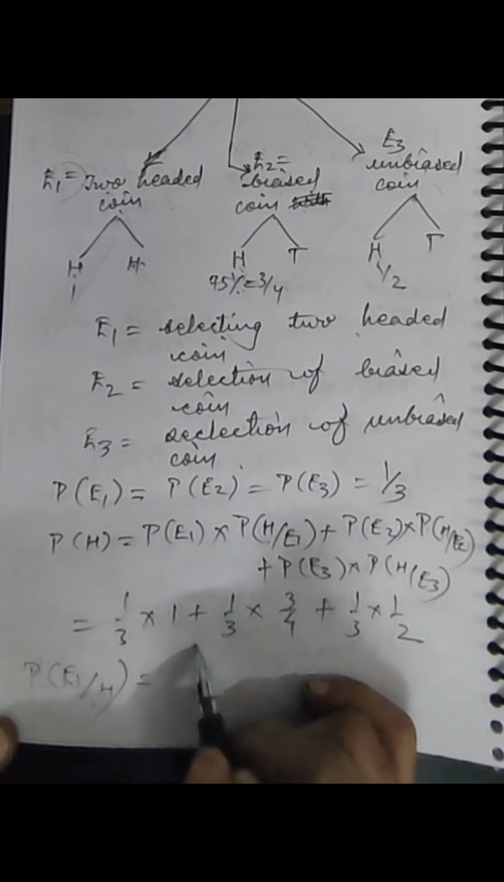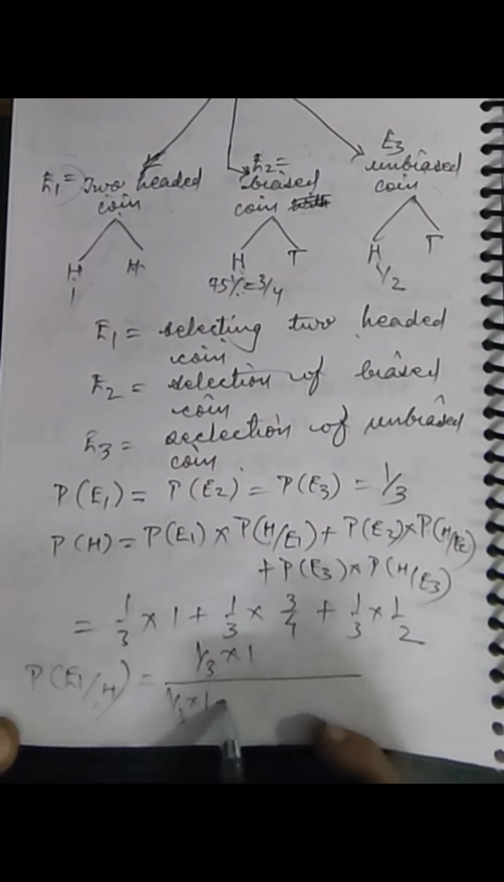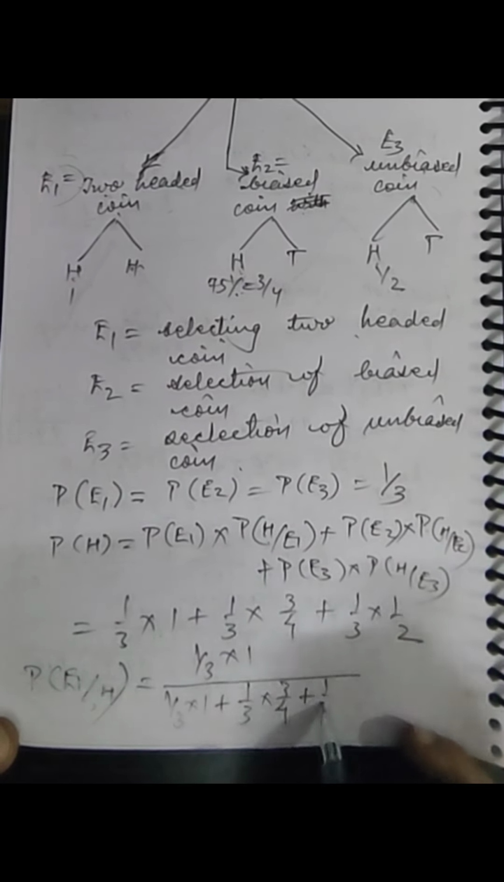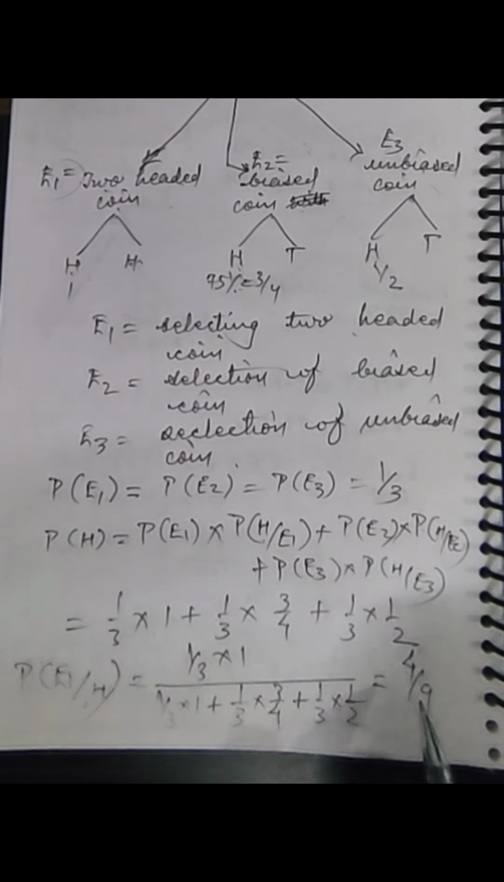So that's why, for the required probability, we need to find the probability that it was the two-headed coin, meaning the probability of E1 in the case when head has already come up. So in this condition we will write: first term up, 1/3 into 1, upon 1/3 into 1 plus 1/3 into 3/4 plus 1/3 into 1/2, which is equal to, after solving, we get 4/9.